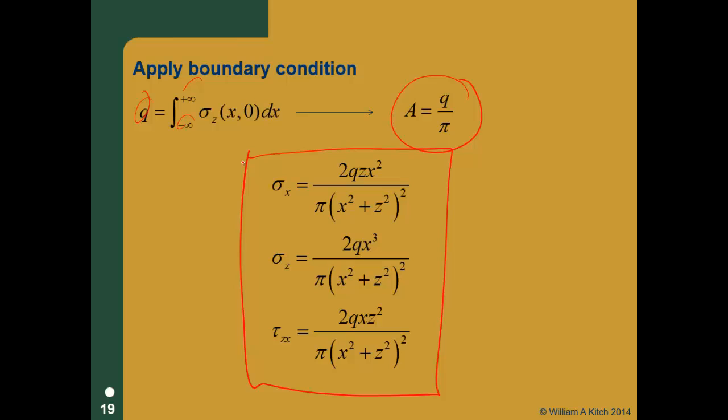And if you look in Poulos and Davis, you'll find that this is the solution for that. I don't think this solution is in Holtz-Kovacs and Sheehan. So that was a nice little detour in mathematics. And we do want to check the boundary conditions to make sure it all works.